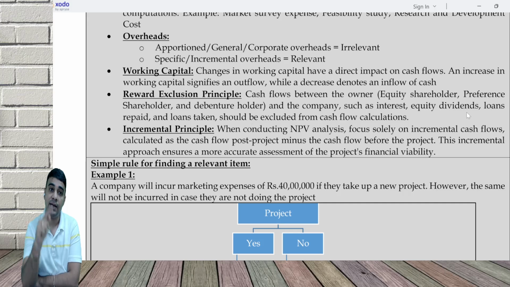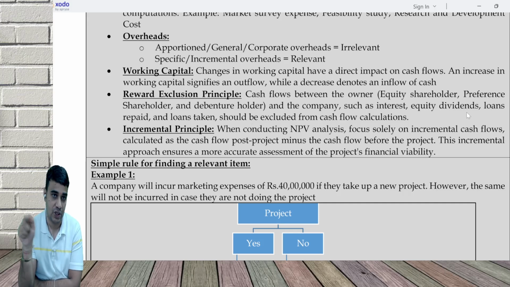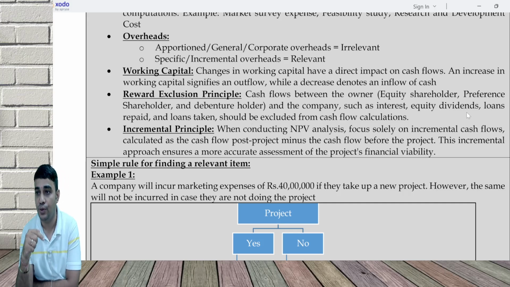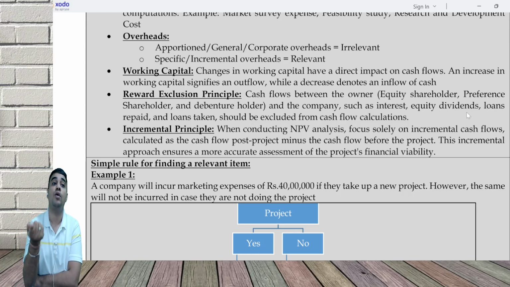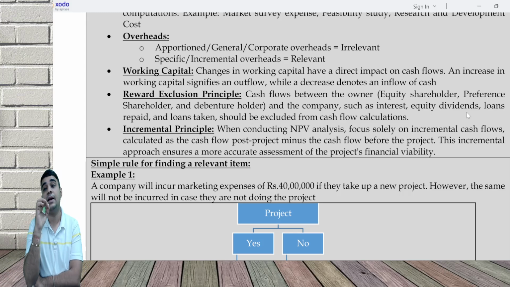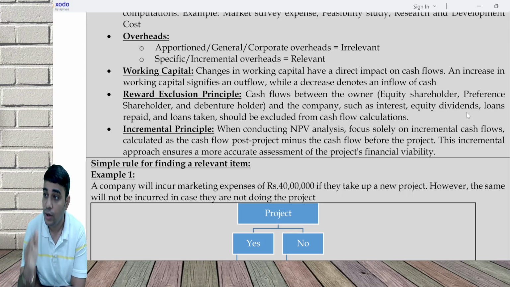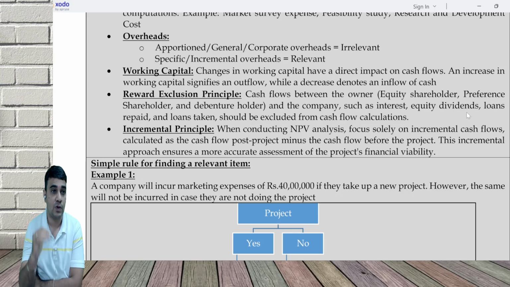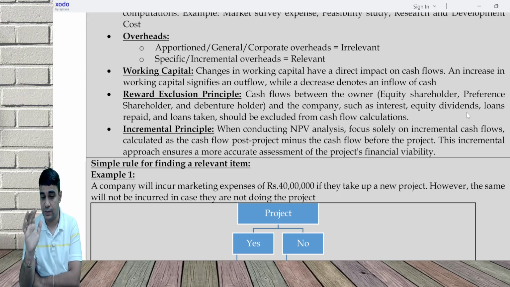Then where do we consider it? In the WACC calculation, and you do discounting. So discounting automatically takes care of the reward to be paid to the providers of capital. Clear? Any doubts on this?